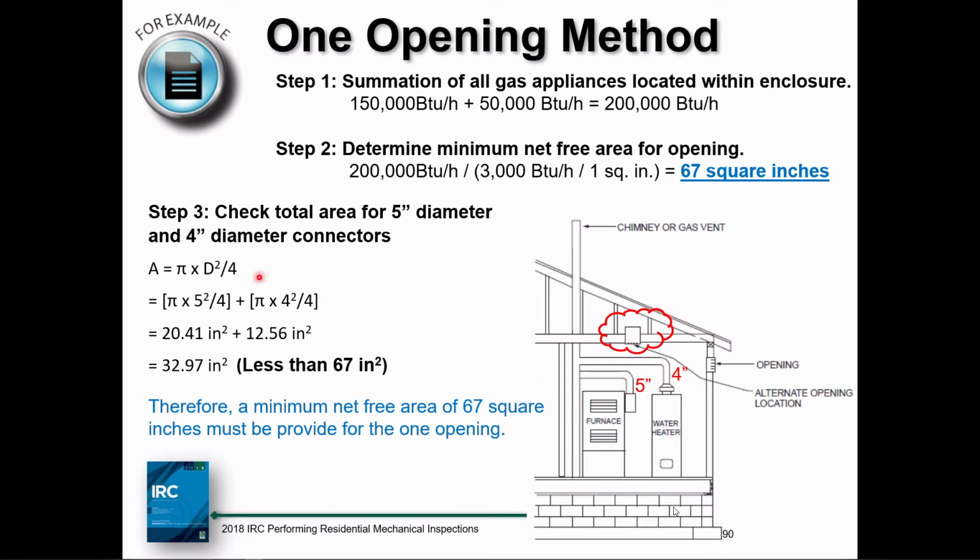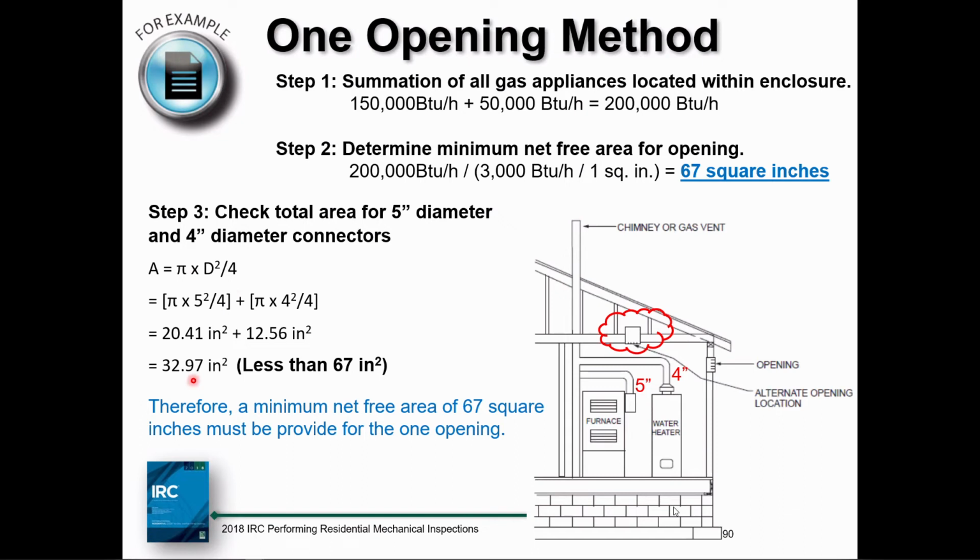Here's how we do it. I take my area formula and I take the area of a 5-inch connector right here. I plug it in and then I add it to the area of my 4-inch connector for my water heater. I'm taking the total areas and I'm taking the summation of all of the connectors in the room, and I find that it equates to about 33 square inches.